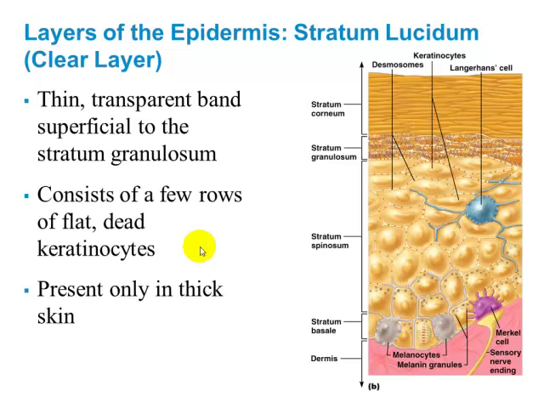Now, not shown on this particular diagram, and only found in areas of thick skin, thick skin would be like the soles of your feet, there's a layer called the stratum lucidum, right, which is the clear layer. And this would be a layer that is superficial or on top of the stratum granulosum, where you would have a fairly thin layer of clear cells, okay, where you have a row of flat, dead keratinocytes.